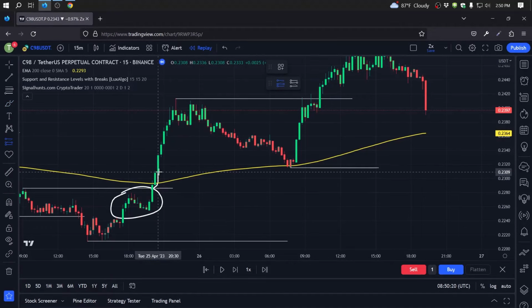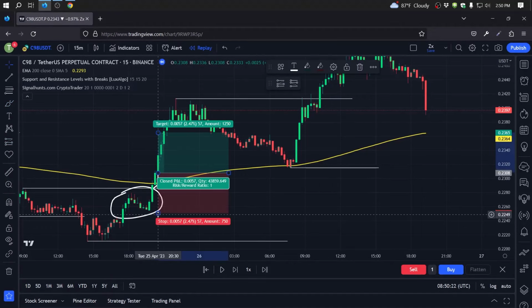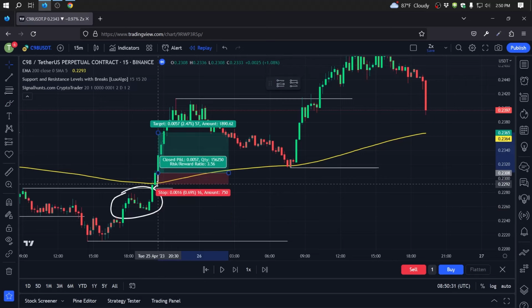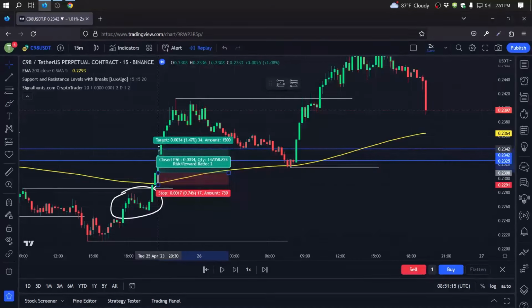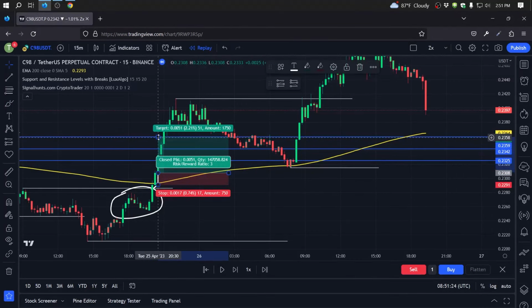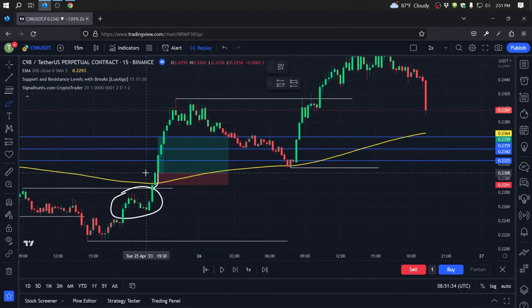So we take a long position here, and our stop loss will be before the candle's swing low, and the profit targets will be 1 times, 2 times, and 3 times from the stop loss. As you can see, this trade successfully hit our profit target 1, profit target 2, and profit target 3, and it counts as a successful trade.